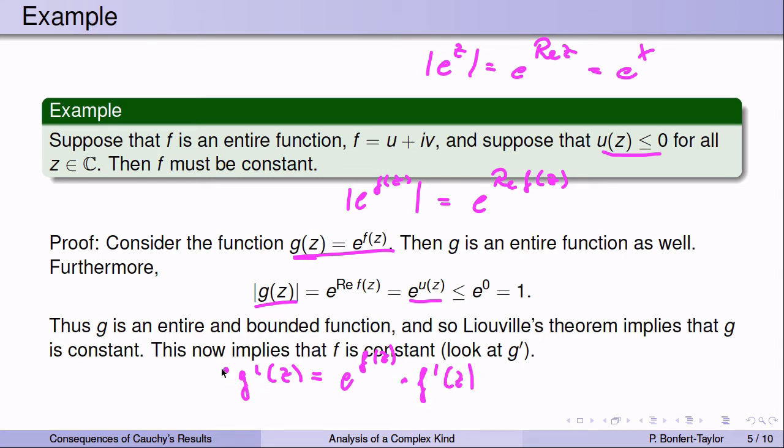And we know that g is a constant function, so g prime is equal to 0. How can the right-hand side be equal to 0? So e to the something is never equal to 0. In other words, it must be the case that f prime of z is equal to 0 for all z. But f is an analytic function now whose derivative is equal to 0. That means f is constant, and that's what we wanted to show.